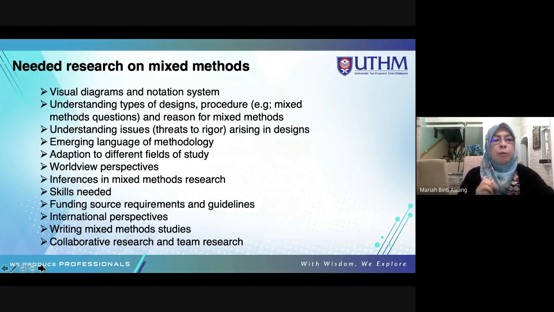So, the needed research on mixed methods: visual diagrams and notation systems, understanding types of design procedures, mixed method questions and reasons for mixed methods, understanding issues arising in design, language of methodology, adaptation to different fields of study, worldview perspectives, inferences in mixed method research, skills needed, funding source requirements and guidelines, international perspective, writing mixed method studies, collaborative research and team research.